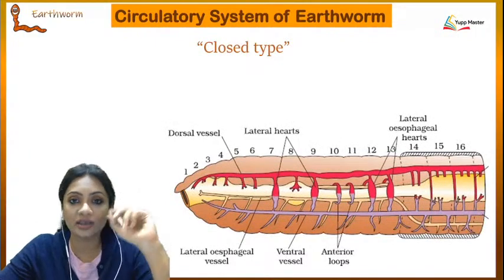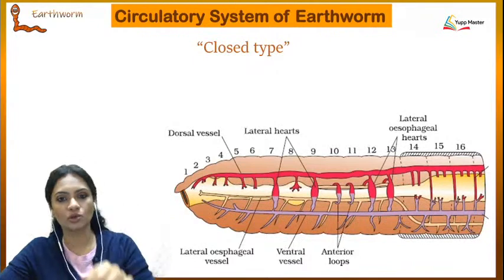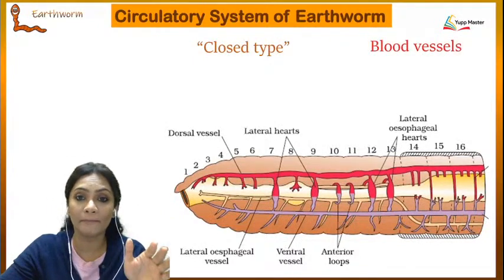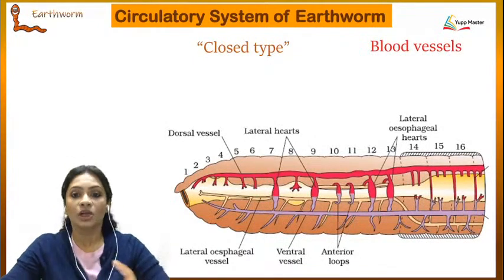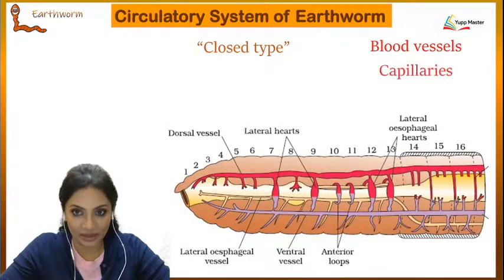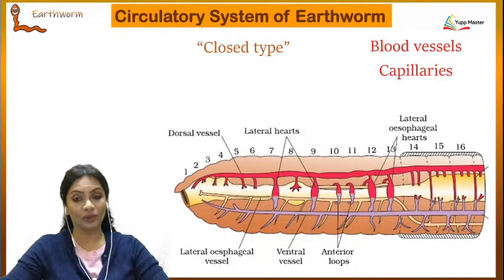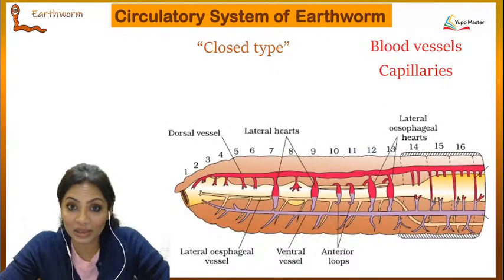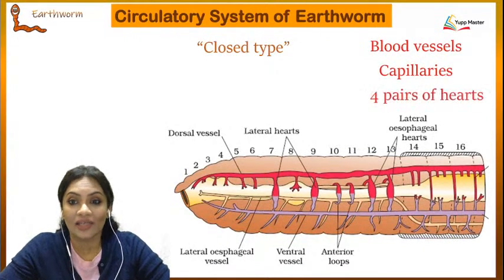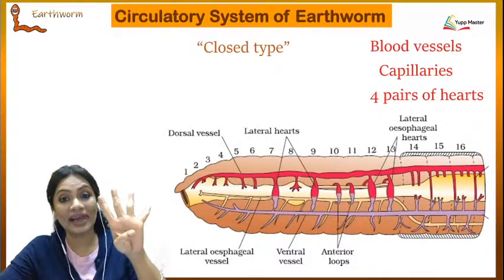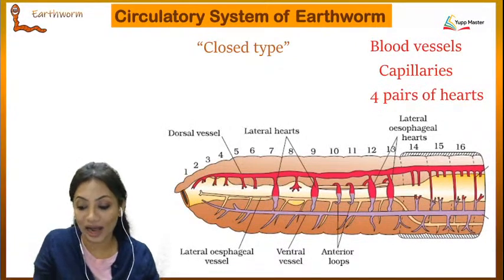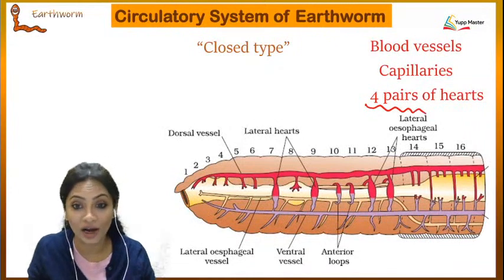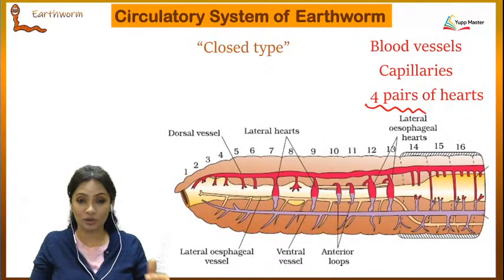Closed type of circulatory system means that blood is going to be flowing inside blood vessels, alright? So, blood is flowing in blood vessels and also blood is found in capillaries, and also the most surprising thing here that they have 4 pairs of hearts, okay? How many? They have 4 pairs of hearts. Whoa, that's a lot.